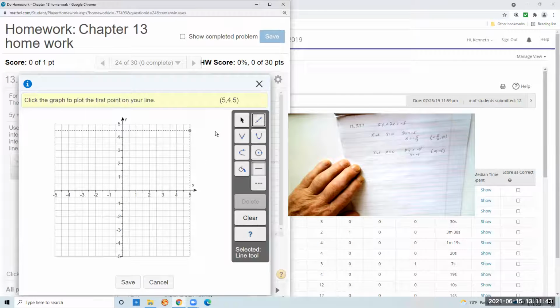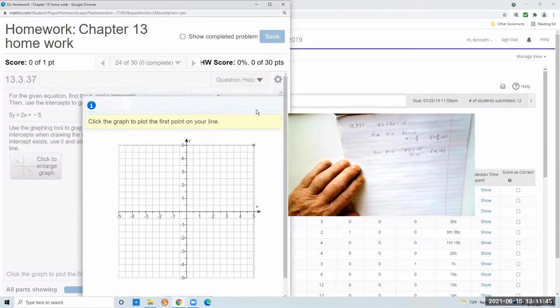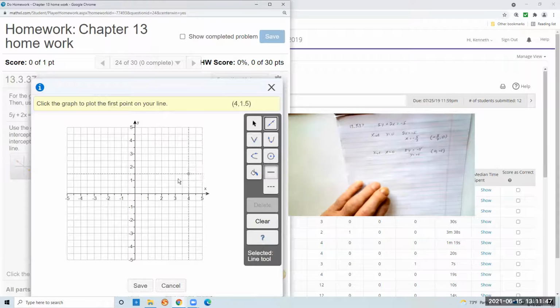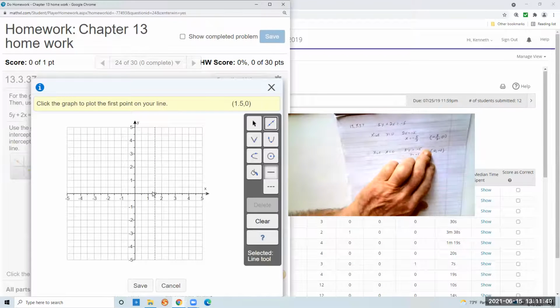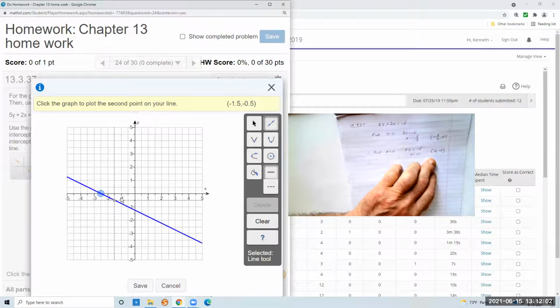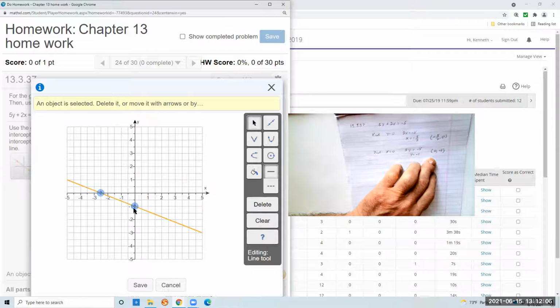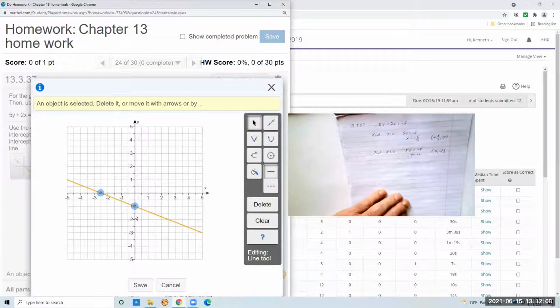Get the line tool. And notice the scale factor. We want -5/2. That's -2.5. So -2.5, but y is 0. And then the other point is x equals 0, y equals -1. But notice the scale factor. And now we have plotted the particular equation by finding the intercepts.